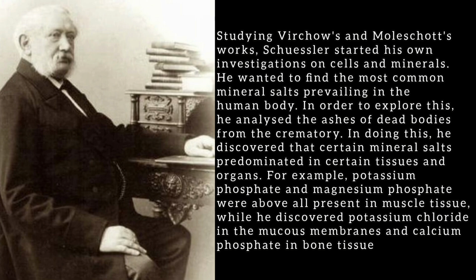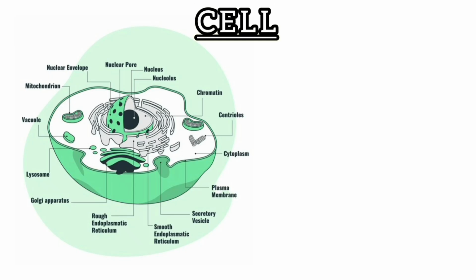In order to find the most common mineral salts prevailing in the human body, Dr. William Henry Schüssler analyzed the ashes of dead bodies from the crematory. In doing this, he discovered that certain mineral salts predominated in certain tissues and organs. For example, potassium phosphate and magnesium phosphate were present in muscle tissues, potassium chloride in mucous membrane, and calcium phosphate in bone tissues.